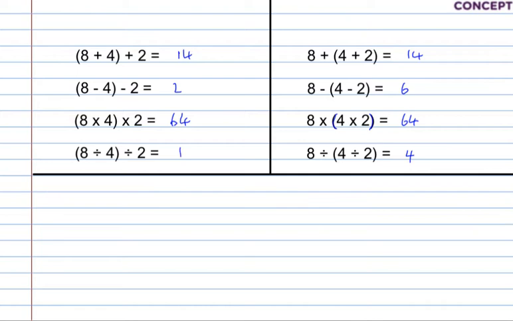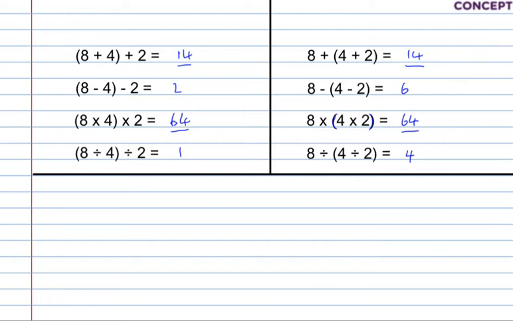Okay, so what you should notice, first of all, is that the answer to the first two questions is the same, 14. The same can be said for the multiplication question on both sides. The answer is the same. Whereas for subtraction, the answer is different, 2 and 6. And for division, the answer is different, 1 and 4. And what does this tell us about the brackets and the position of the brackets?